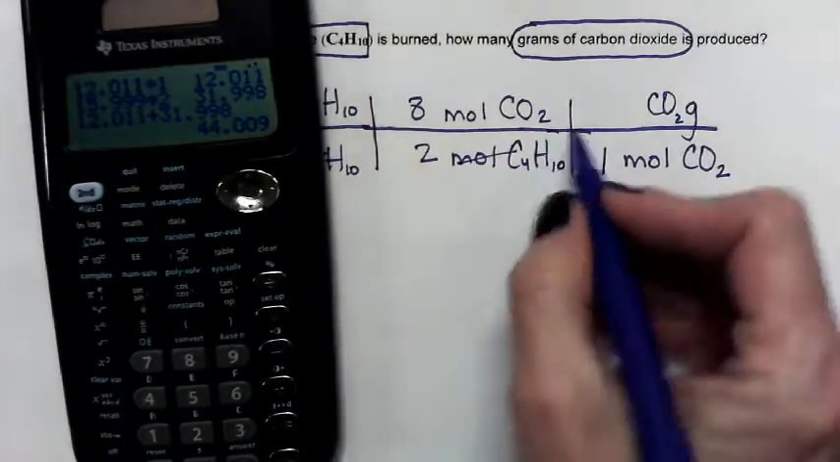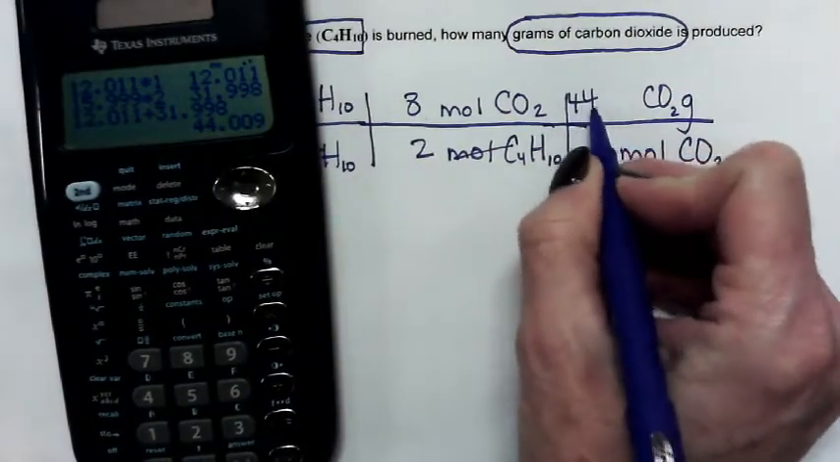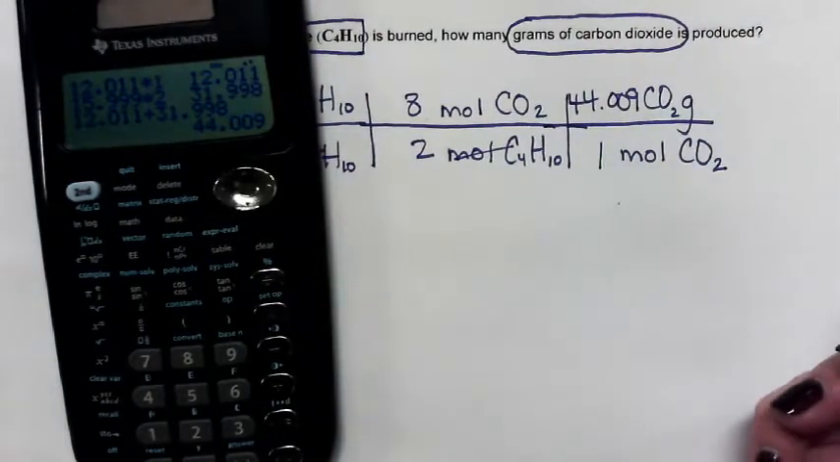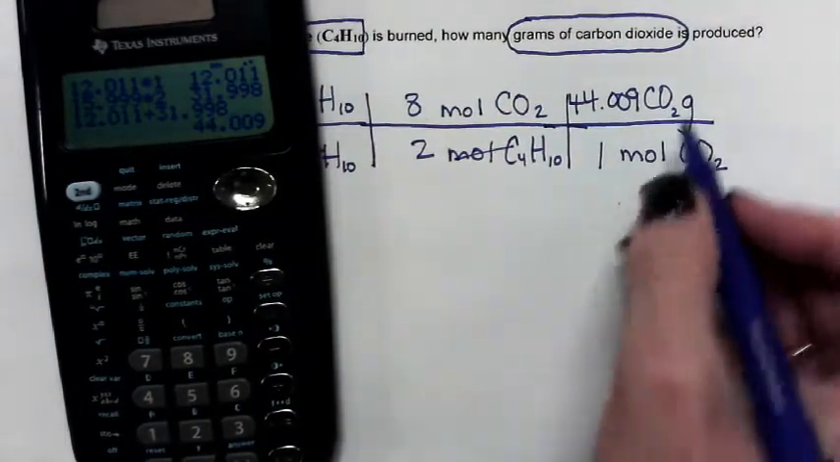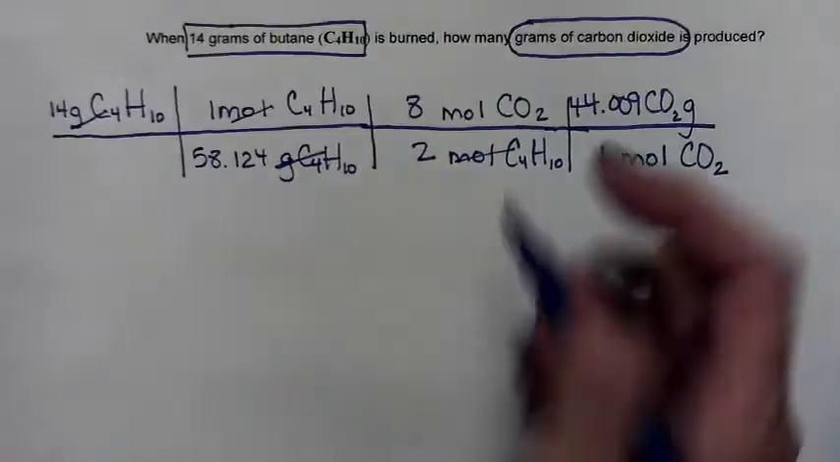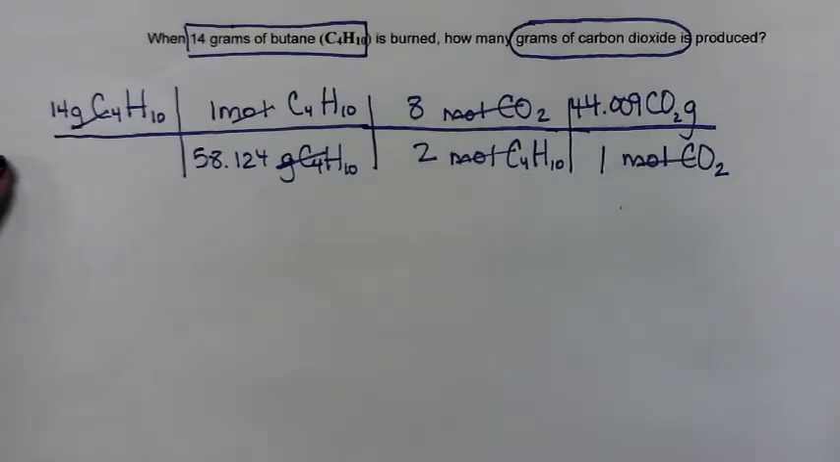So I go over here and I put 44.009 grams of CO2 in 1 mole of CO2. Actually, grams should have gone there, but you know what? It's fine. So moles of CO2 cancel. We're done with moles. And now we've got grams.